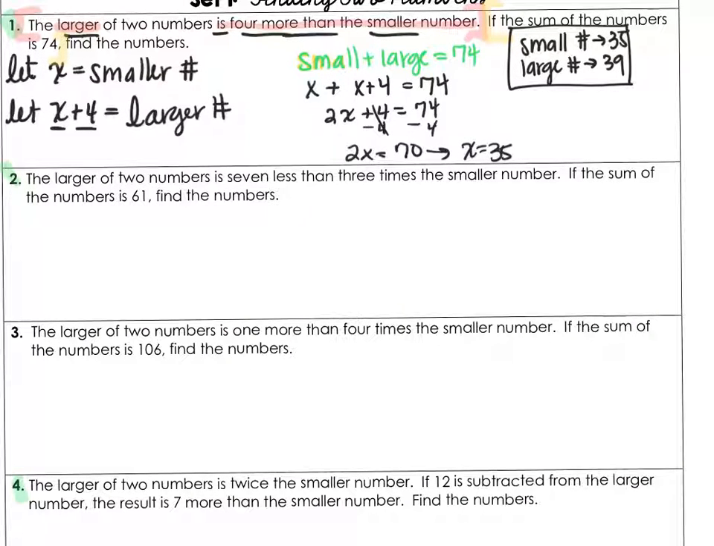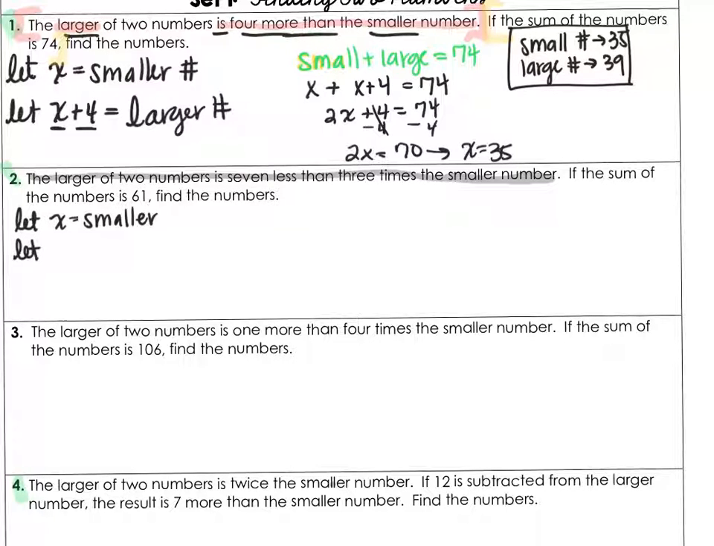So let's take a look at number 2. It says the larger of two numbers is 7 less than 3 times the smaller number. If the sum of the numbers is 61, find the numbers. So we're going to use this first sentence to create our let statement. So let's let x equal the smaller number.